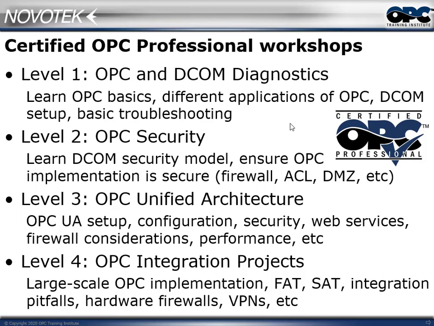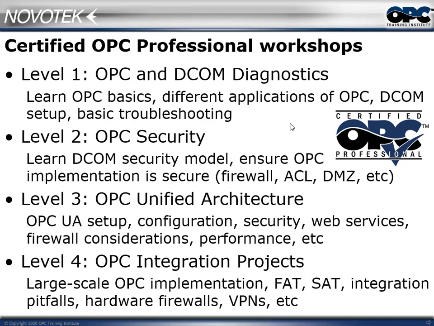Level 4 is about OPC integration projects. Here we're talking about very large-scale OPC implementations. What happens when you have an implementation that's bigger than a single client and a single server? How do we start to monitor our entire system to make sure that it is secure? How do we compensate for hardware firewalls? So not just software firewalls, but hardware firewalls. How do we make sure that we only open up very, very specific ports instead of having thousands of ports? No. We want to have only, say, 5 or 10 open ports, and we do that with hardware firewalls.